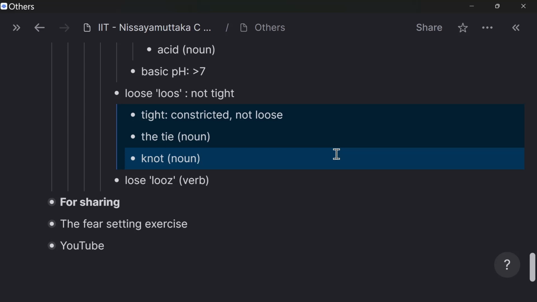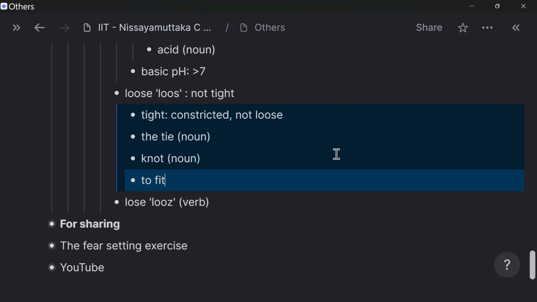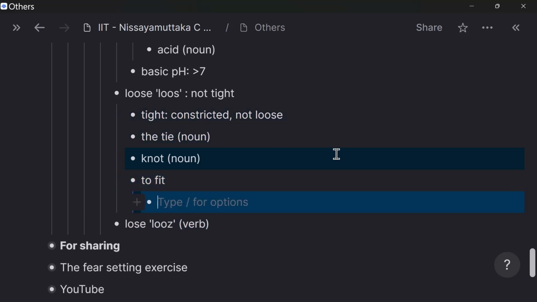Another word is fit. Fit is like not too tight, not too loose. It's okay. For example, to fit is like, for example, this.